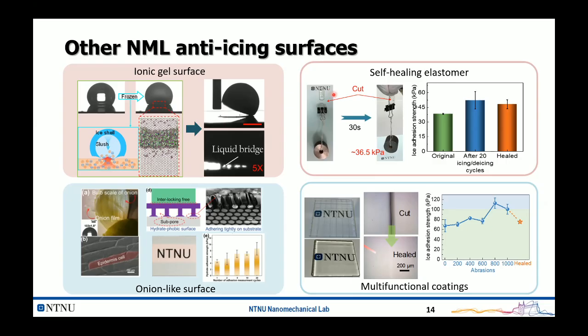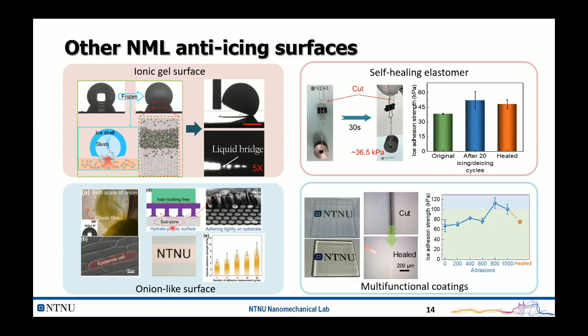Also, we introduced self-healing properties into the system, so that if there is any mechanical or chemical damage, the material will cure itself and recover its functionality. Especially here is an ultrafast self-healing process. Within 30 seconds, it will recover to its full function.